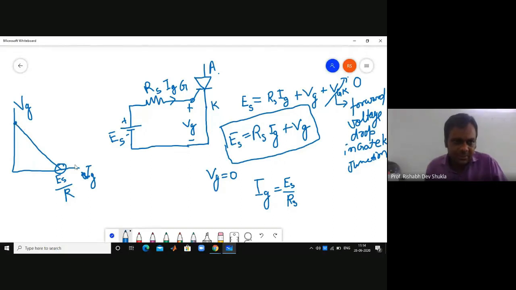For this point, on this axis only VG is there and IG is 0. So putting IG equal to 0, what will you find? ES is equal to VG. So this is your ES. So this is your load line. And in order to find the gate characteristics, your operating point, this cross section must be taken into account, VG into IG.